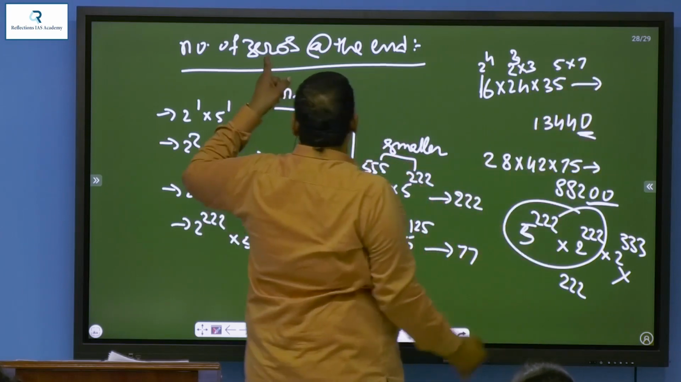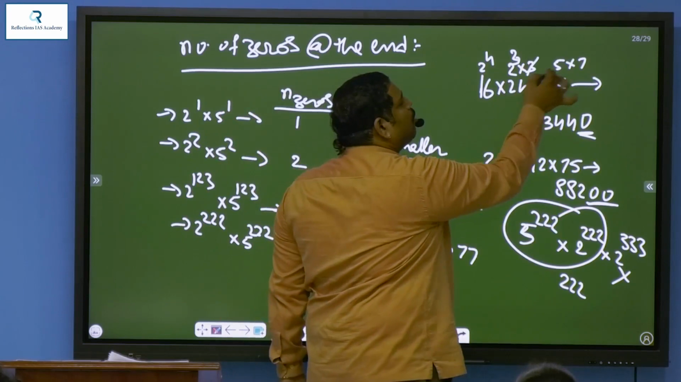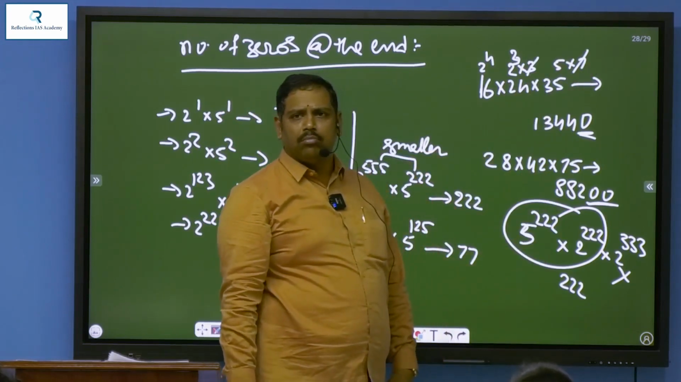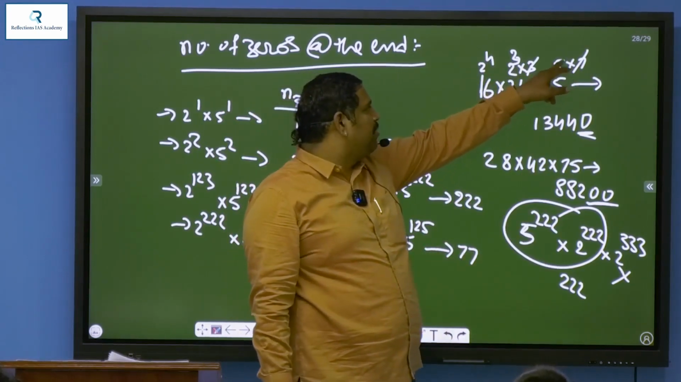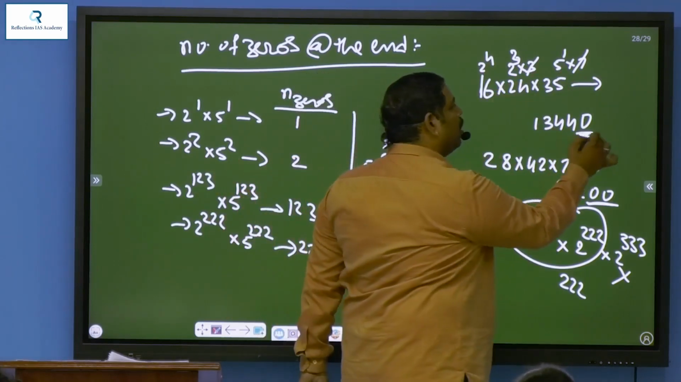You are asking about the number of zeros. Number of zeros means only 2's and 5's are responsible. So 3's and 7's are not required for me. Strike them out. So we have so many 2 powers, only 5 power is 1. We want to go with the highest one or lowest one? You got only 1 zero. Got it?